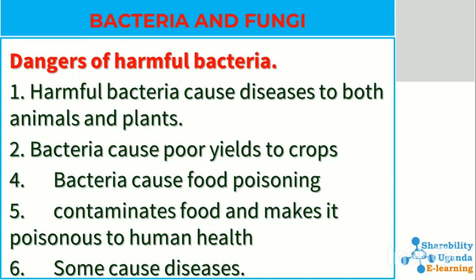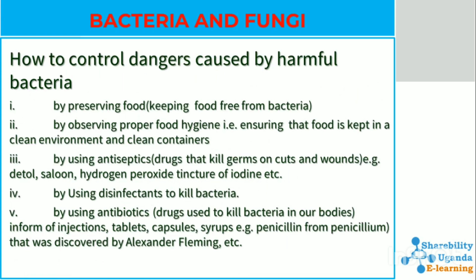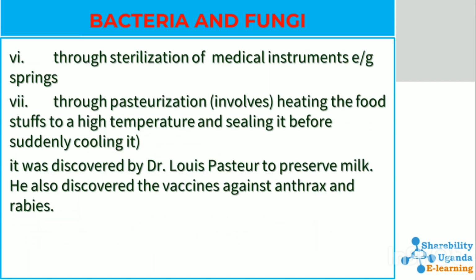Dangers of harmful bacteria. Harmful bacteria cause diseases to both animals and plants. They cause poor yields to crops. Bacteria cause food poisoning to animals and people, among others. How do we control the dangers caused by harmful bacteria? We can control them by preserving food, observing proper food hygiene, ensuring that food is kept in a clean environment and clean containers, among others.